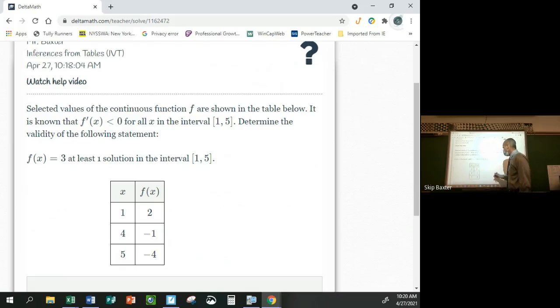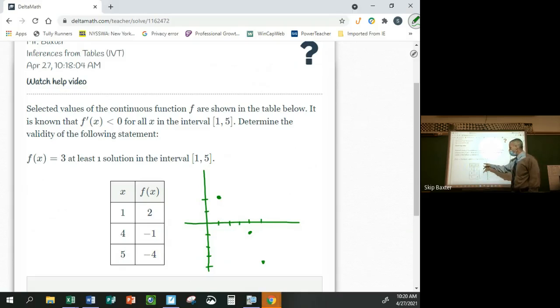I mean, let's graph the situation. The situation says f of 1 equals 2. That's that point. F of 4 equals negative 1. That's that point. F of 5 equals negative 4. That's that point. Does it have to be true that there's a point between here and here where f of x equals 3? No, especially not if the function's strictly decreasing, which it says it is right here.